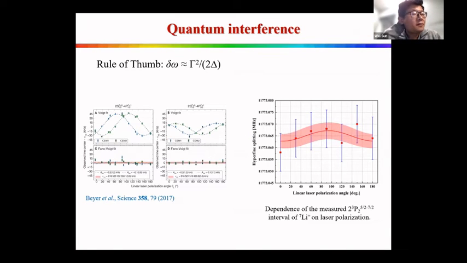For the quantum interference, the Fano-Voigt fitting is not applicable, and we use a rule of thumb as an estimate of the upper limit of the quantum interference shift, and we take the estimated value as the uncertainty.